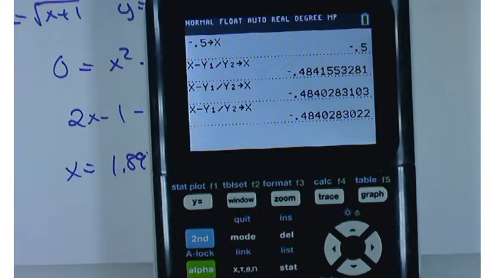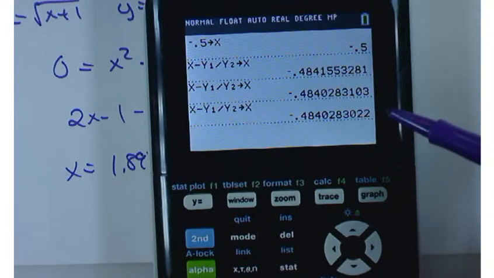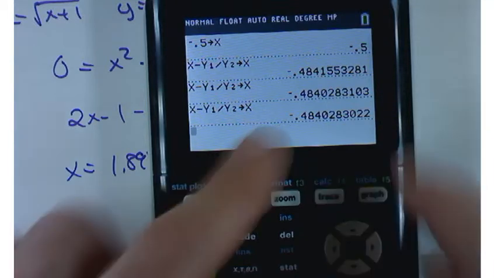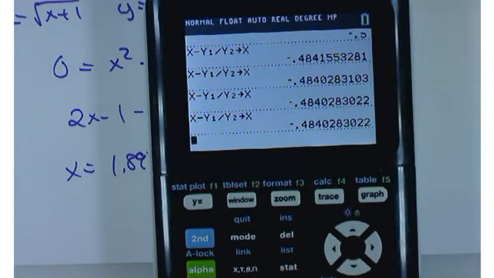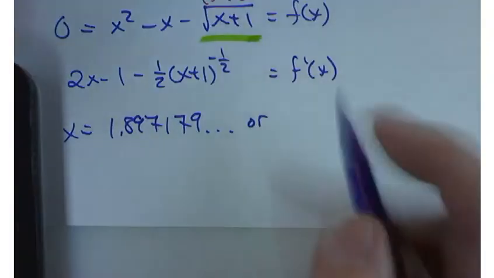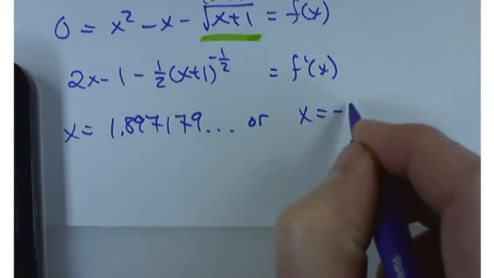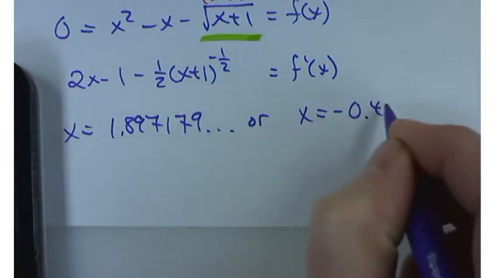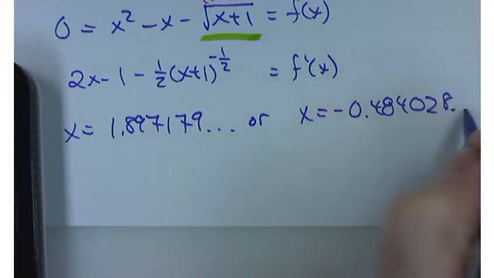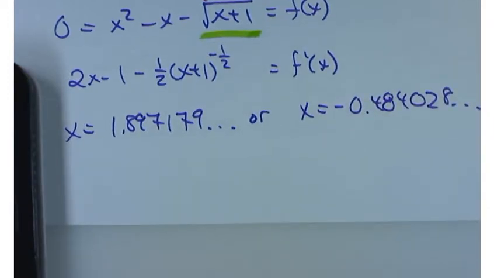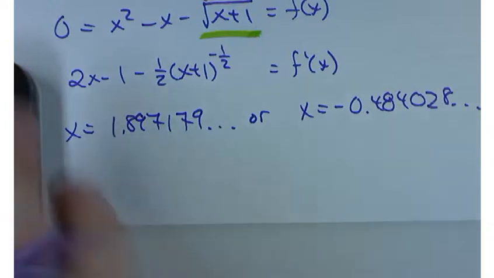Okay. So, again, look, after 3 iterations, wow. I don't think that'll change if I hit enter again. Nope. Same. So, pretty nice. X equals negative 0.484028... Yeah, it's just changing at digits that are well beyond what we can see in our registers.